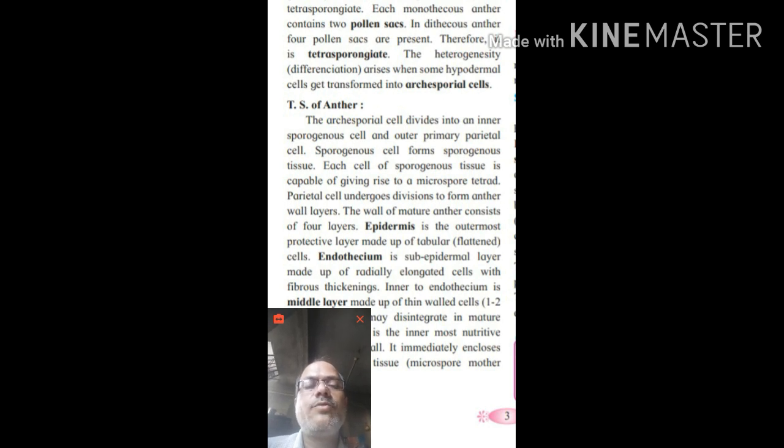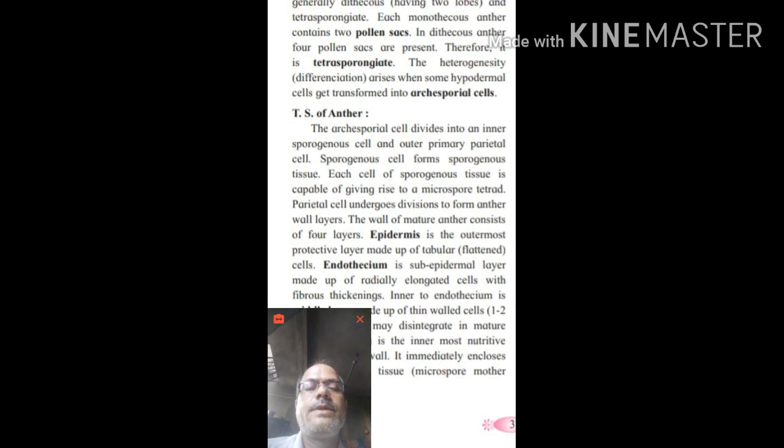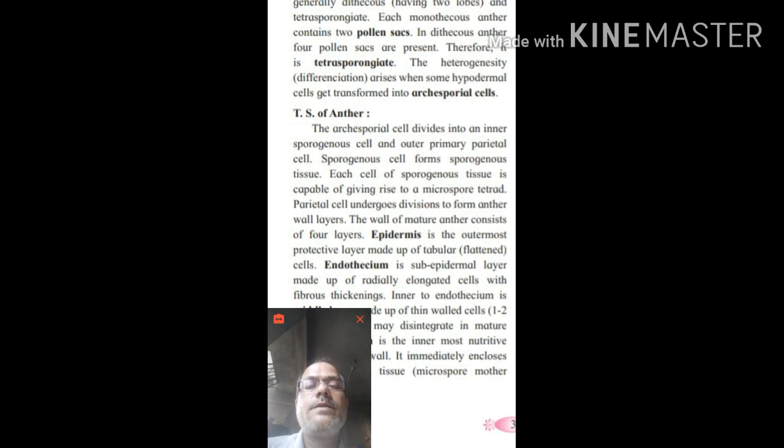Inside, the sporogenous tissue is capable of giving rise to microspore tetrads. That means inside the anther the sporogenous tissues are there. These sporogenous tissues form the MMC, the microspore mother cell, and these diploid microspore mother cells produce haploid microspores, which are called the tetrad of microspores.